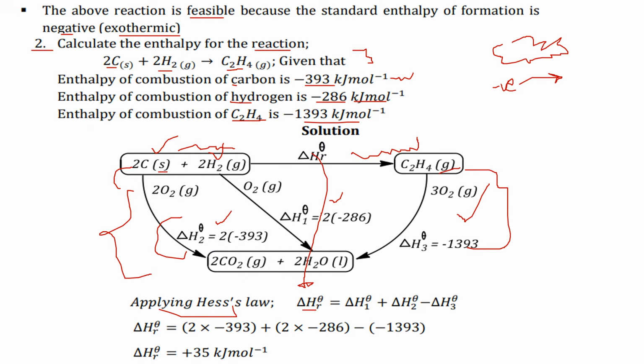So the standard enthalpy of reaction is equal to the enthalpy of combustion of hydrogen plus the enthalpy of combustion of carbon, minus the enthalpy of combustion of ethene. We are saying minus because if you look, this arrow is going clockwise, and anything going in a clockwise direction is subtracted from those that are going anti-clockwise. So those going anti-clockwise are added, and anything going clockwise is subtracted. That's why you are seeing a negative here.